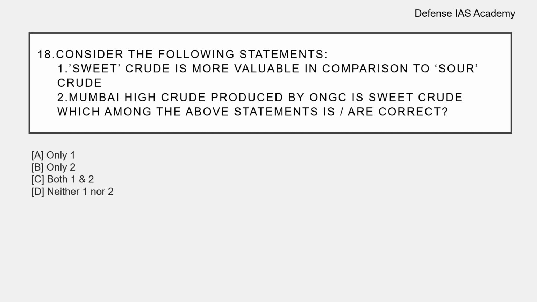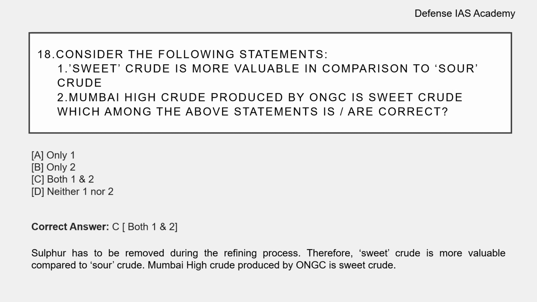Question number 18. Consider the following statements. 1. Sweet crude is more valuable in comparison to sour crude. 2. Mumbai High crude produced by ONGC is sweet crude. Which among the above statements are correct? Options are option A only 1, option B only 2, option C both 1 and 2, option D neither 1 nor 2. The correct answer is option C both 1 and 2. Sulfur has to be removed during the refining process. Therefore, sweet crude is more valuable compared to sour crude. Mumbai High crude produced by ONGC is sweet crude.